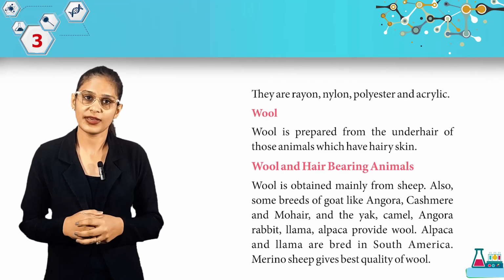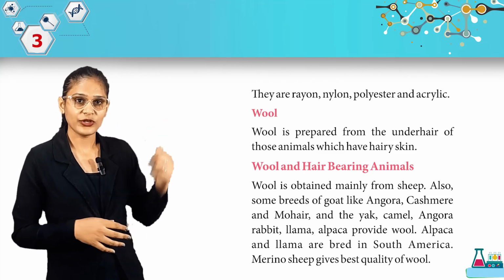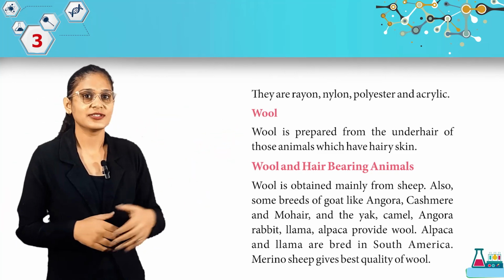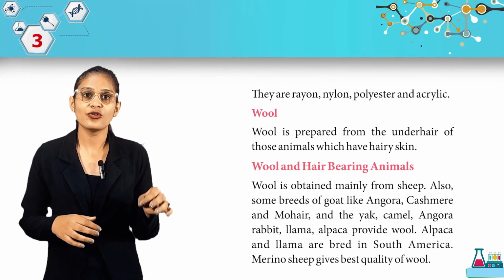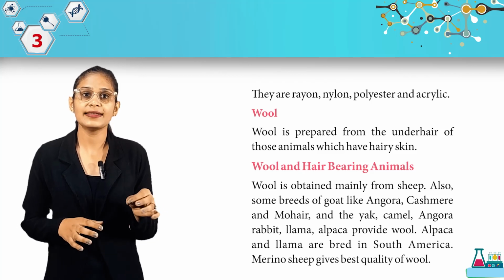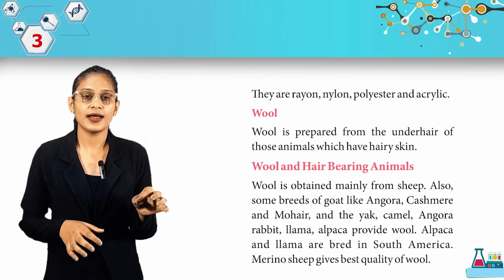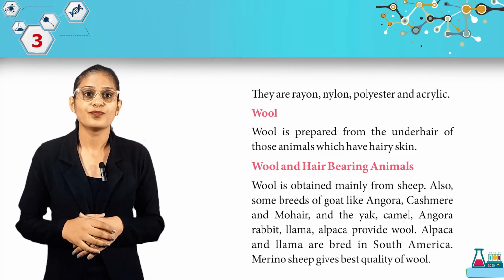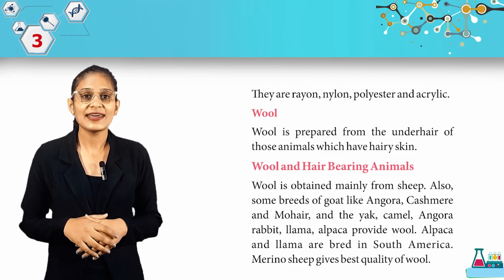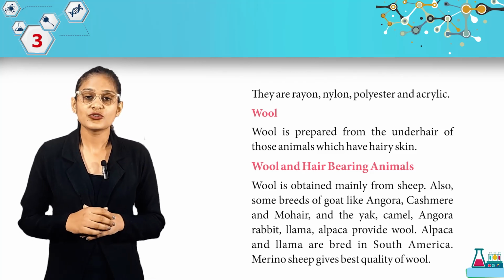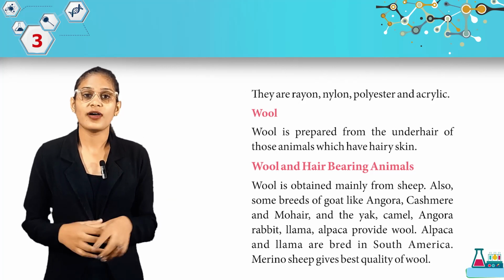Hairs of the animals of hairy skin. Now we have wool and hair bearing animals. We have new topic, wool and hair bearing animals. Wool is obtained mainly from sheep. Also some breeds of goat like Angora, Kashmiri and Mohair and the yak, camel, Angora rabbit, llama, alpaca provide wool. Alpaca and llama are bred in South America. Merino sheep gives best quality of wool. So students, these are the different varieties and breeds of sheep which give us wool.